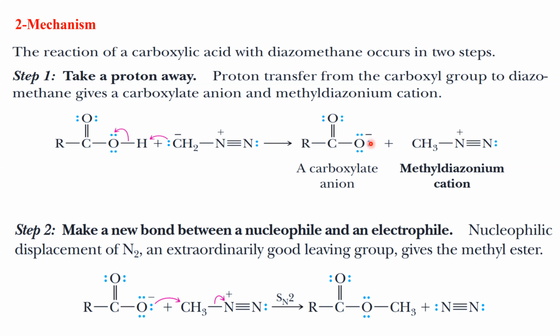So now we have the nucleophile which has formed after treating with diazomethane. Now the second step is this one. Initially it took that proton from this side, and this was the methyl diazonium cation, and now this bond will be broken.